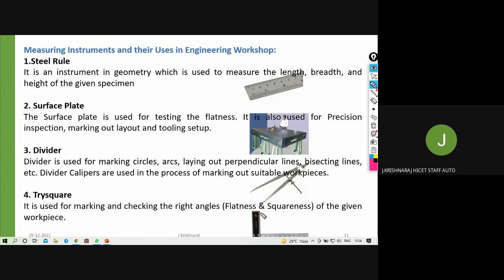I'm just marking over there. So it is at a right angle to each other, which means 90 degrees. Okay. So it is 90 degrees.